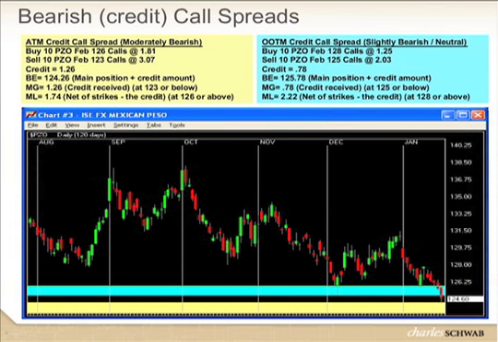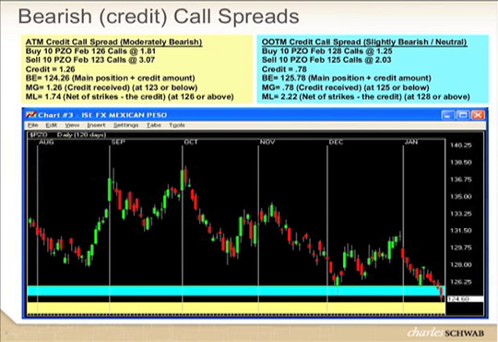Now, where's my max gain? My max gain, remember, happens when both options expire worthless and I get to keep all the money I brought in on day one. Well, that's $1.26, so my max gain is the credit I received, or $1.26. That occurs when both options expire worthless. Call options expire worthless if the underlying is below the strike prices. So, in other words, this index has to drop below 123 for both options to expire worthless, and I get to keep the entire $1.26, and I hit my maximum gain.